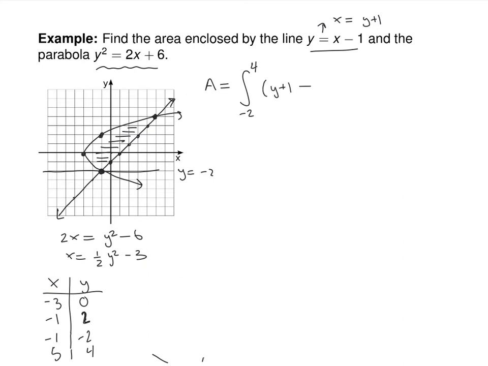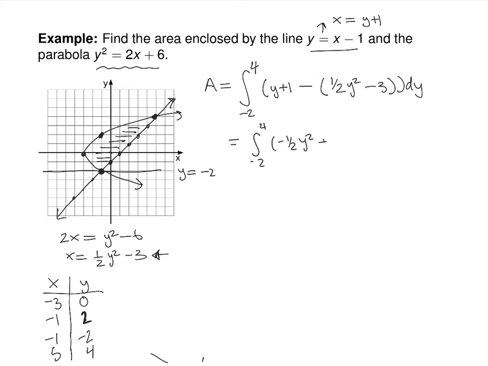And our other curve has to be written like this, so minus the quantity 1/2 y squared minus 3. Now let's continue integrating by combining like terms. So you have the integral from -2 to 4 of -1/2 y squared plus y plus 4. Anti-differentiate, and the antiderivative of -1/2 y squared is -1/6 y cubed. And the antiderivative of y is 1/2 y squared, plus 4y.